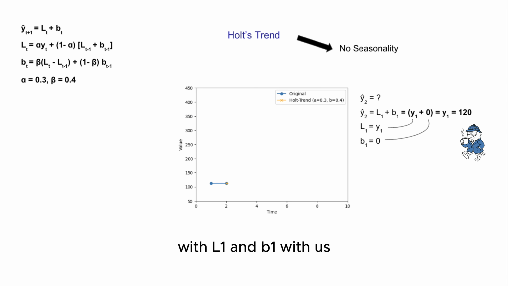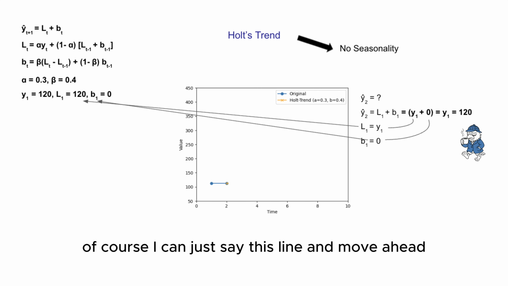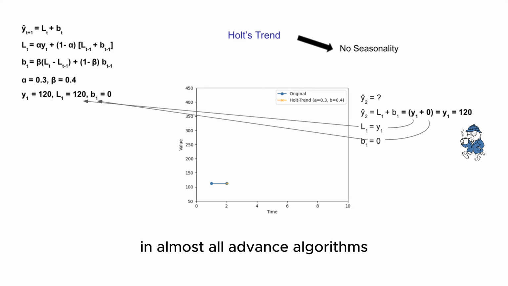With L1 and B1 with us, we have our first prediction for point 2, which is the same as the data point we have. Intuitively, why would we change our belief with just one single data point available to us? Of course, I can just say this line and move ahead, but this initialization process is something you would need in almost all advanced algorithms.